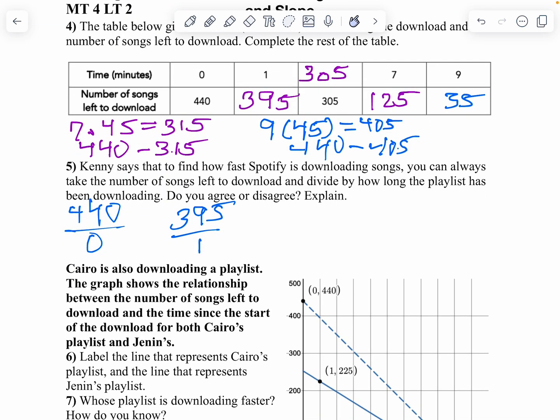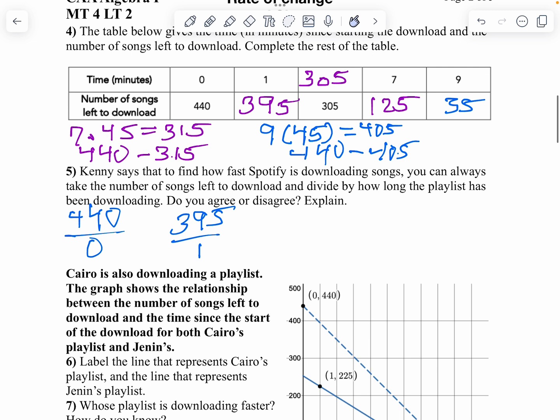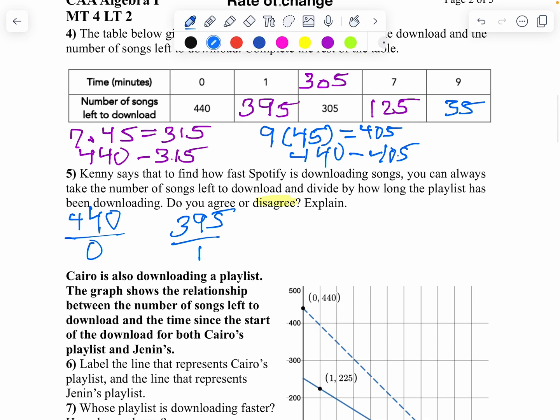So I would say we disagree with that. That's because we know it's 45 songs per minute, and none of these answers give us 45 songs per minute. We want to know during that time interval, not total. That's what's going on with Kenny. So we know it's 45 songs per minute, and none of those give us that answer.